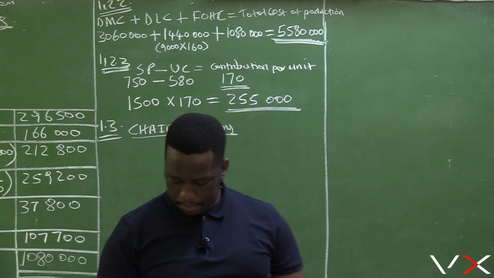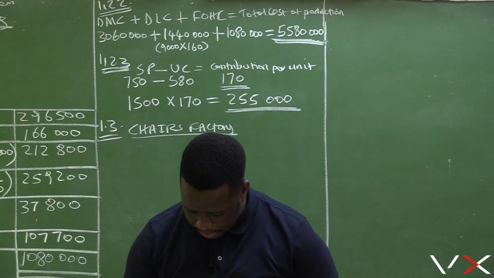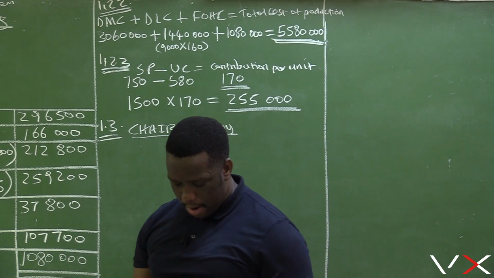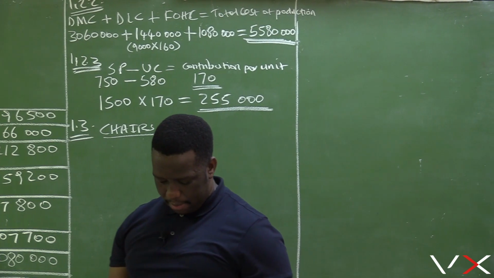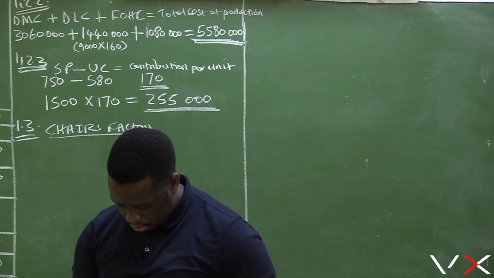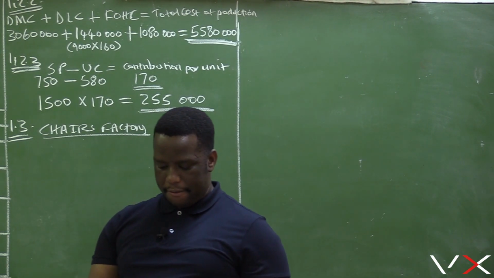Chairs factory. As we read in the first statement, Sihle Sangweni owns 2 separate factories that manufacture products according to orders received. There is a desk factory and a chairs factory. So now 1.3 is focusing on the chairs factory.